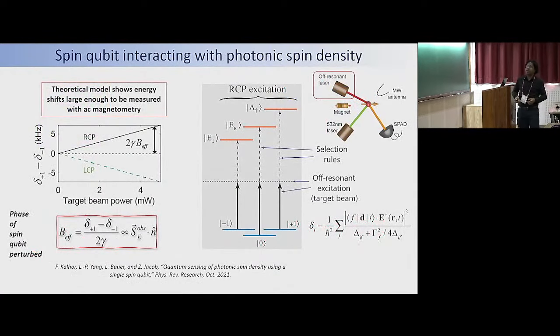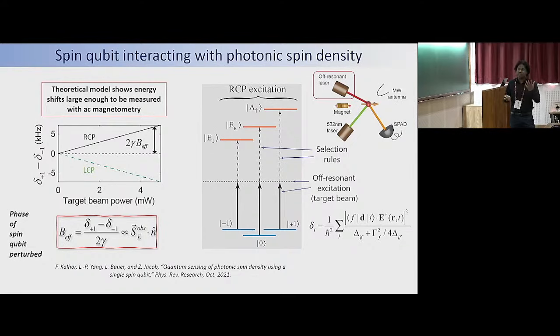So what we did was, for the NV center, when you have circularly polarized light, if you consider the level diagrams very carefully, you can show that for that spin qubit interacting with the spin density, the phase of the qubit will be perturbed. You can think of this as a spin optical Stark shift. We have a detuned laser beam, so the absorption is very low. The phase of the spin qubit is perturbed, and you can think of that phase perturbation as an effective static magnetic field coming from your applied light field.